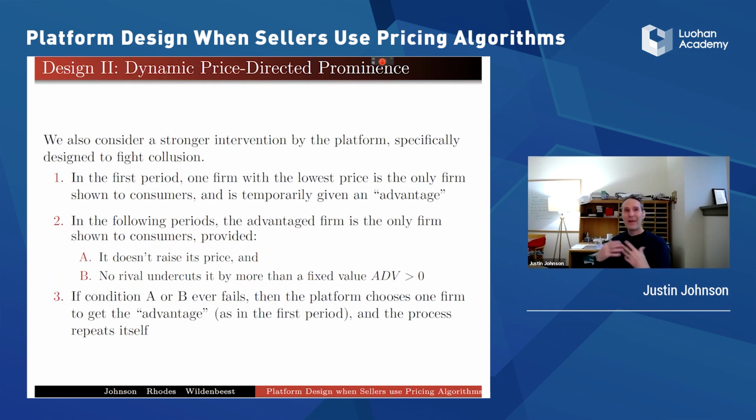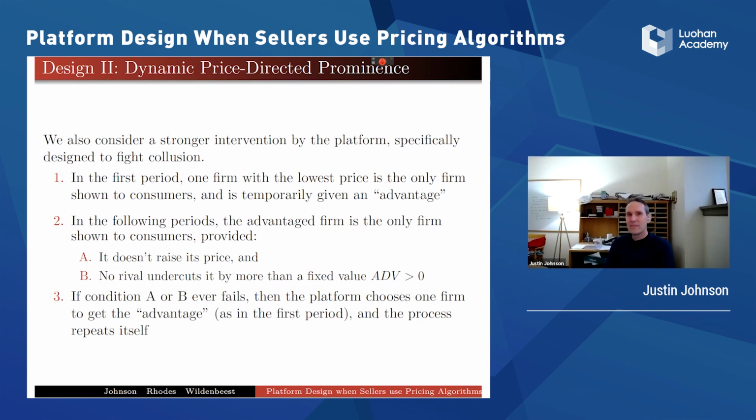But anyway, we don't like the idea that collusion might exist, and so we want to have another policy that's designed to attack collusion directly. The second policy is called dynamic price directed prominence, and it's a little bit more sophisticated. Basically, in the first period, all the firms set their prices and the platform goes to the lowest price firm and says, I like what you did, you charged a low price, I'm going to give you an advantage, just to one of the firms. And then that advantaged firm has a special advantage in future periods.